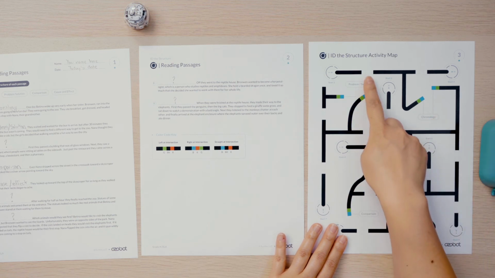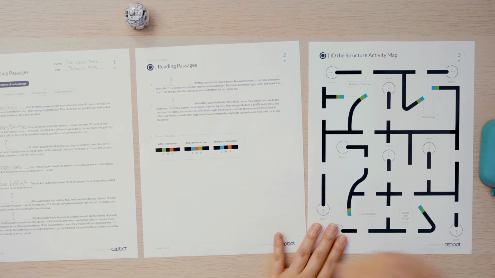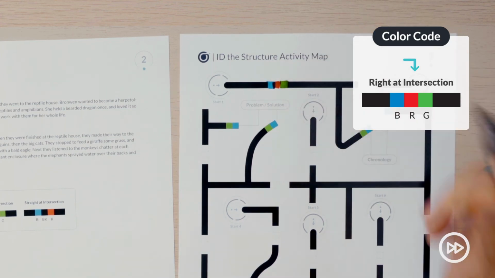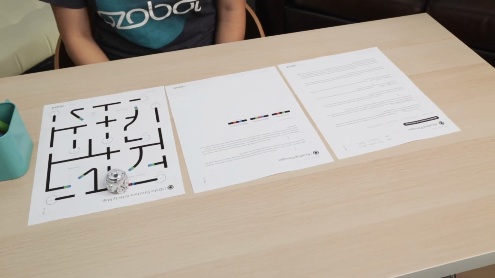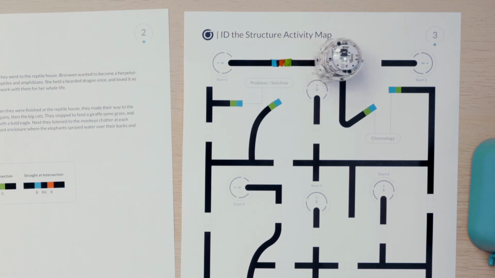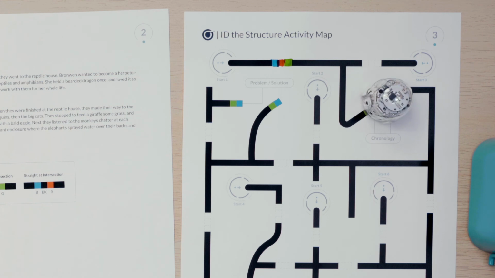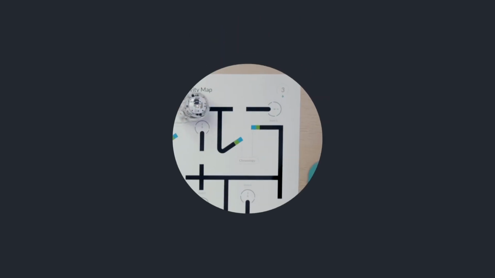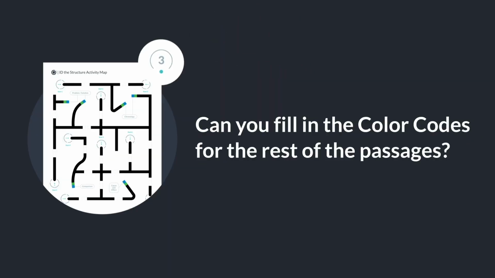What color code do you need to add to the line to get your Ozobot there? Correct. You need a right at intersection code. Fill that in and place your bot on the start circle for number 1. Then you'll see the Ozobot do a victory dance at chronology. Can you fill in the color codes for the rest of the passages?